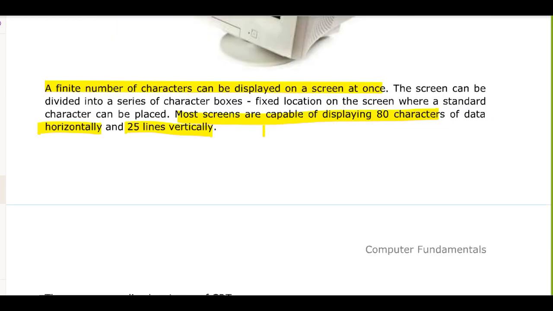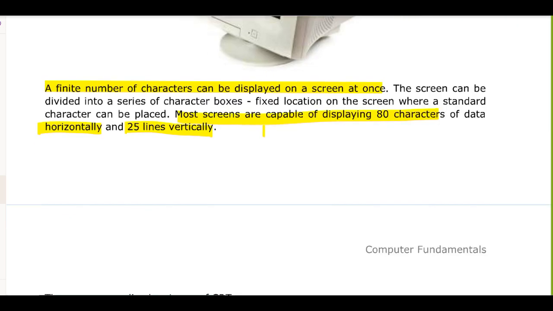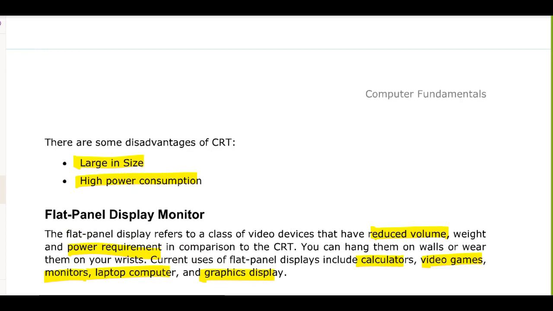So a finite number of characters can be displayed on a screen at once. The screen can be divided into a series of boxes, and you might have this screen being able to hold approximately 80 characters when they are running horizontally, and probably 25 when they are arranged vertically. That depends on the kind of monitor. They are now different. Those ones are the old type. I believe over time they have improved, so you don't need to worry about that.